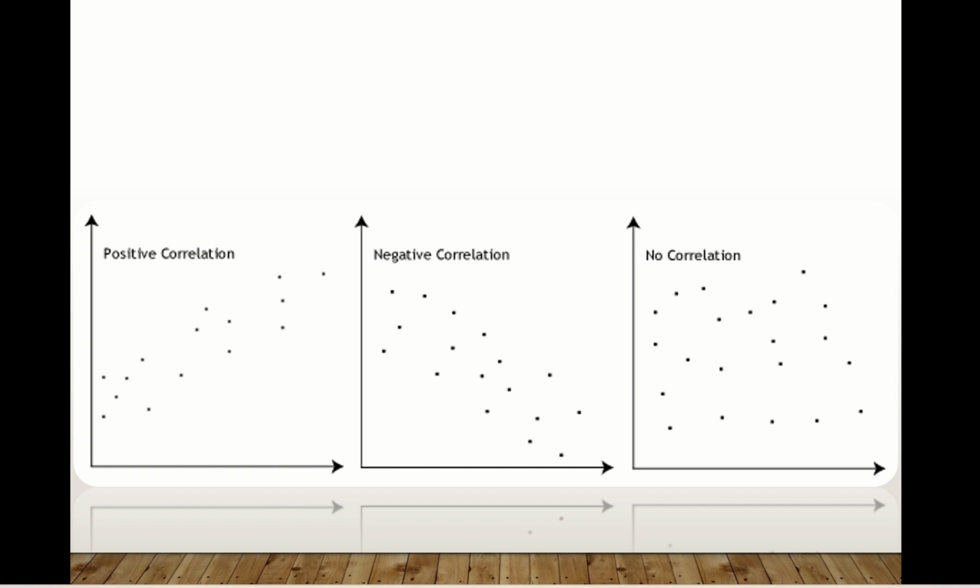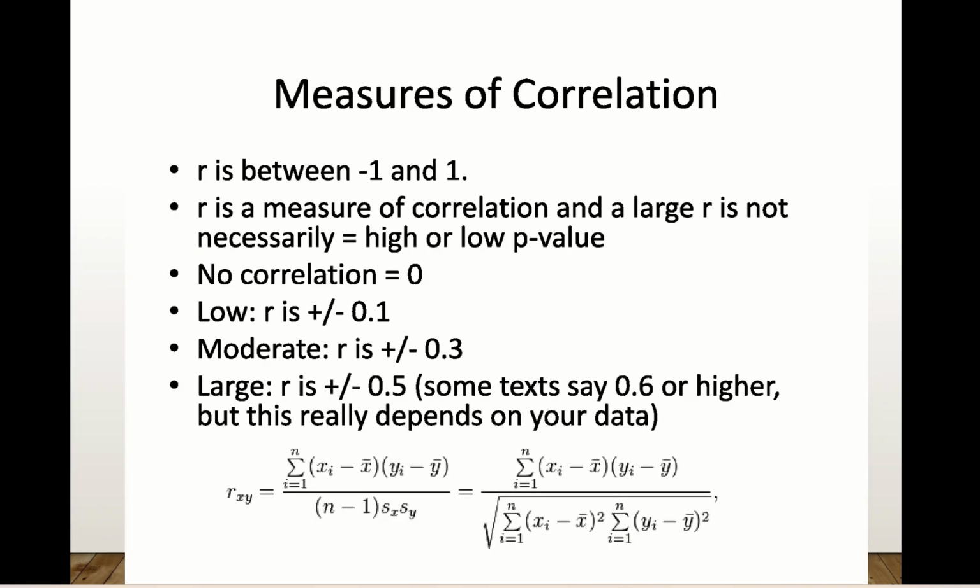Right? So we can have positive correlation, negative correlation, and then we can have no correlation, which is basically our null hypothesis. Our null hypothesis in correlation is that there's no association between two variables. It's only when we reject that null hypothesis that we're going to say we have correlation in either a positive or negative direction.